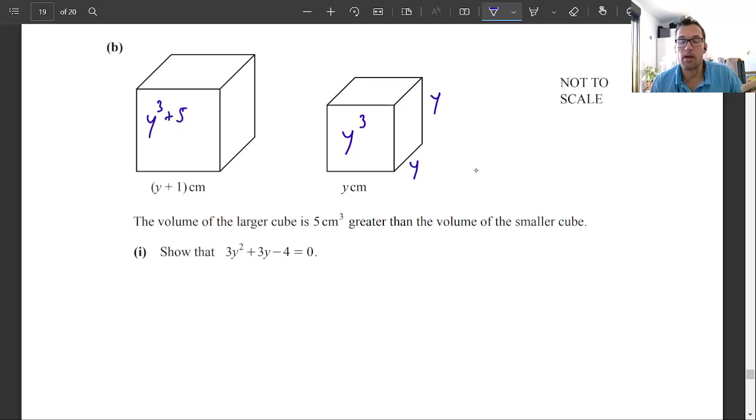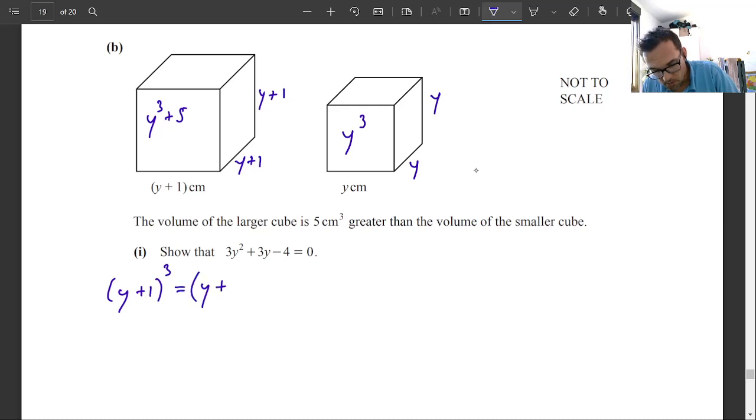But there's another way of working out the volume of the larger cube, and that's by multiplying the length and the width together, which is all the same. So that means we're doing y plus 1 cubed, which is y plus 1 times y plus 1 times y plus 1.